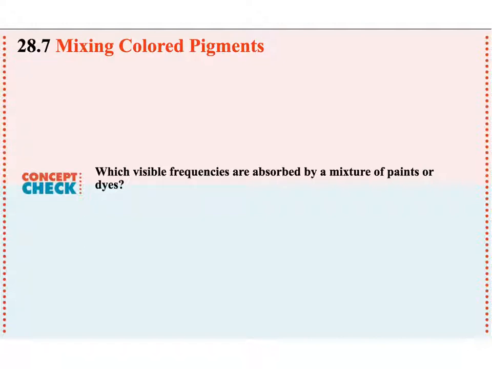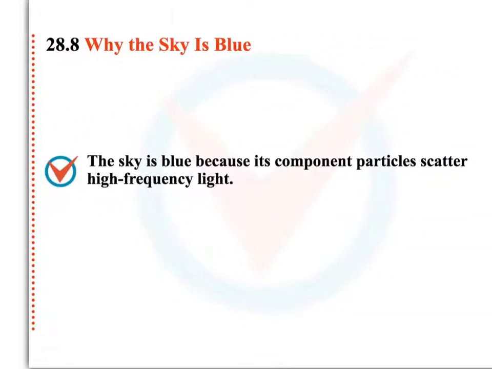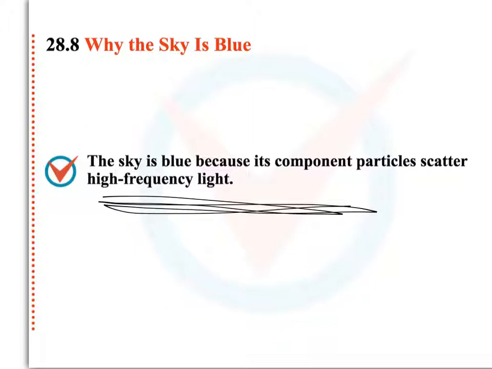Which visible frequencies are absorbed by a mixture of paints or dyes? The sky is blue because its component particles scatter high-frequency light. Oh, I didn't press the button. This seems like a question we've talked about sometime in class.